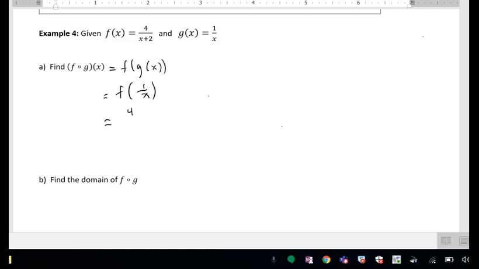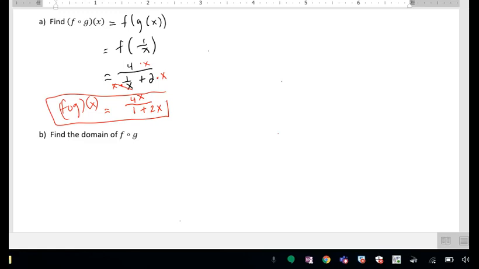So I'm going to have 4. And then I have 1 over x plus 2. And then we want to simplify. So one of the easier ways to simplify this is to multiply everything by the denominator in that fraction. And so here we would end up with 4x. The x's would become a 1. So we just get 1 plus 2 times x is 2x. So this is your composition.